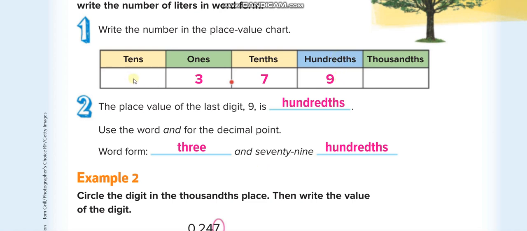For example, if I have another number here, let's say I have 2 here and 1 here. So we will read it like this: 3 and 791 thousandths. Why thousandths? Because the place value of the last digit is thousandths. Okay, so this is how we make the word form. Okay, let us move to the next page.